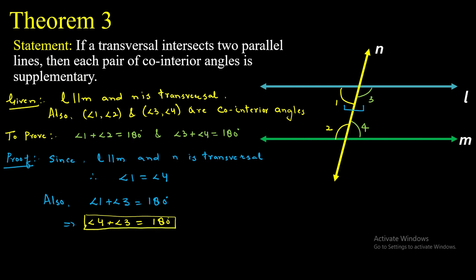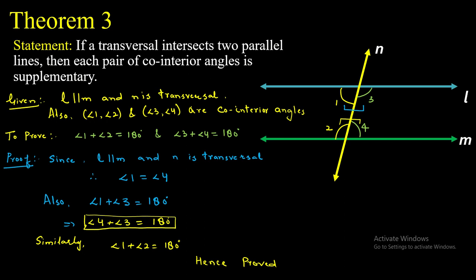Similarly, we can take here angle 4 plus angle 2 is equal to 180. Then we will replace angle 4 by angle 1. Then we can prove that angle 1 plus angle 2 is equal to 180. Similarly, angle 1 plus angle 2 is equal to 180 degrees. Thus we proved that the co-interior angles are supplementary.